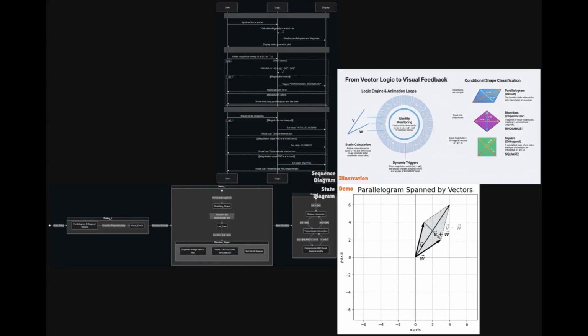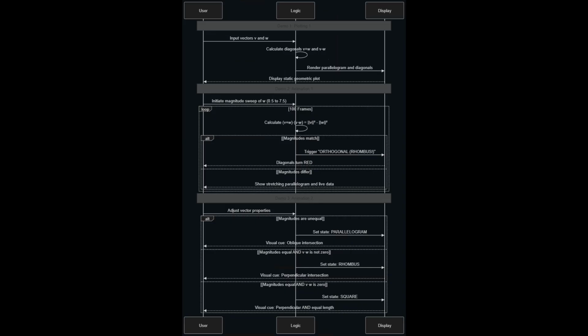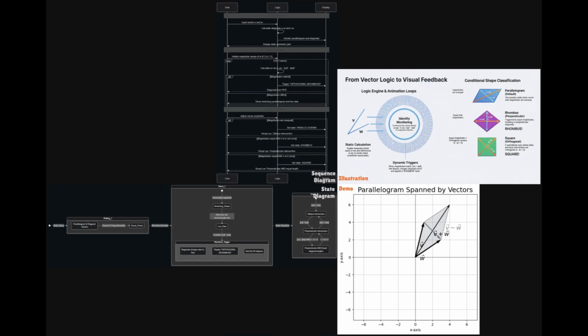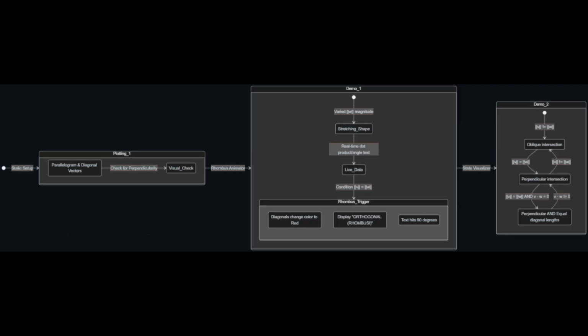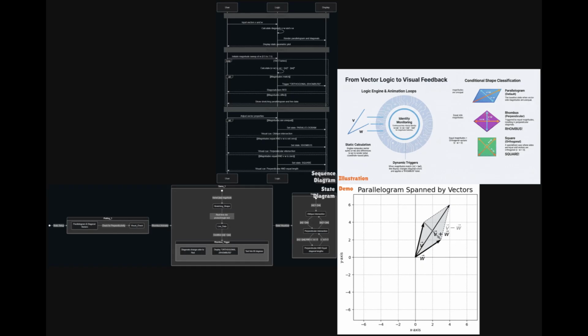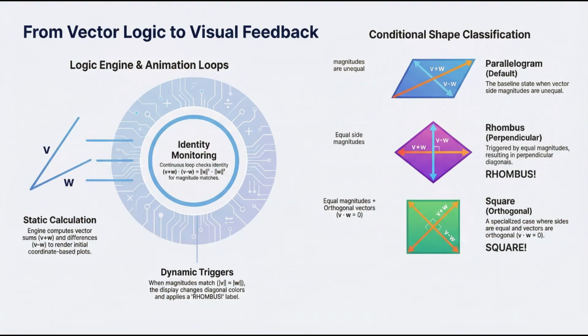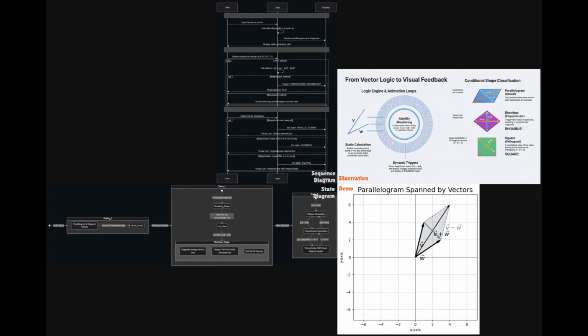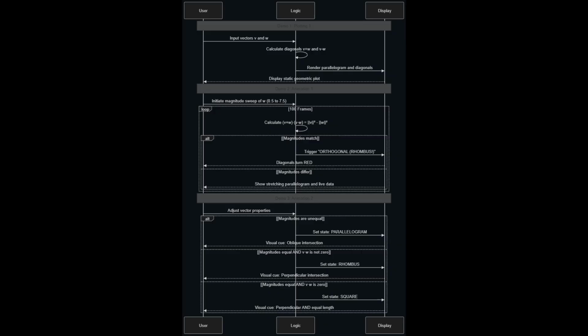As the animation begins, the state transitions into a stretching phase, where the parallelogram physically changes shape while the screen provides real-time updates on the changing lengths and intersection angles. The most critical transition is the trigger state. When the side lengths become equal, the diagonal lines instantly turn red and a label appears to declare the shape a rhombus. In the final visualizer state, the diagram clearly differentiates shapes by their diagonal intersections: an oblique intersection for general parallelograms and a perpendicular intersection for a rhombus.